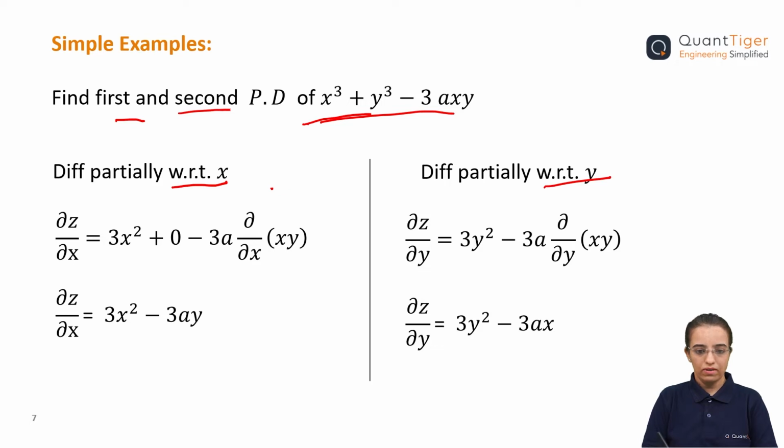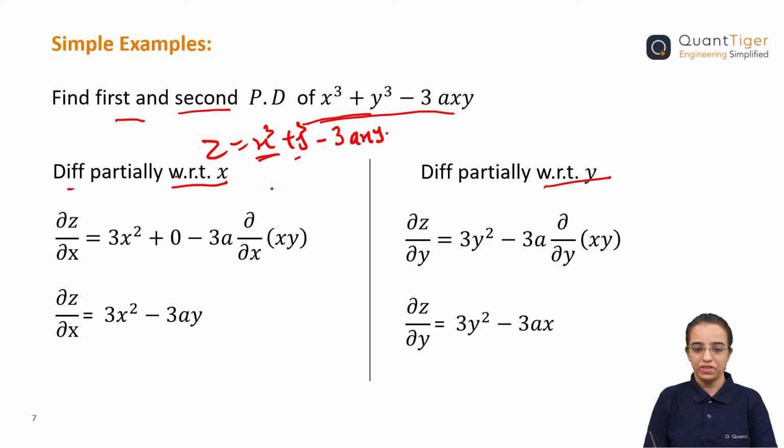So first of all, the given function I will consider as z. z is equal to x cube plus y cube minus 3axy. Now we will be differentiating with respect to x. So the left hand side will be del z upon del x, and on the right hand side, first of all I will differentiate x cube. The differentiation of x cube, the same way we do regularly, which is 3x square.